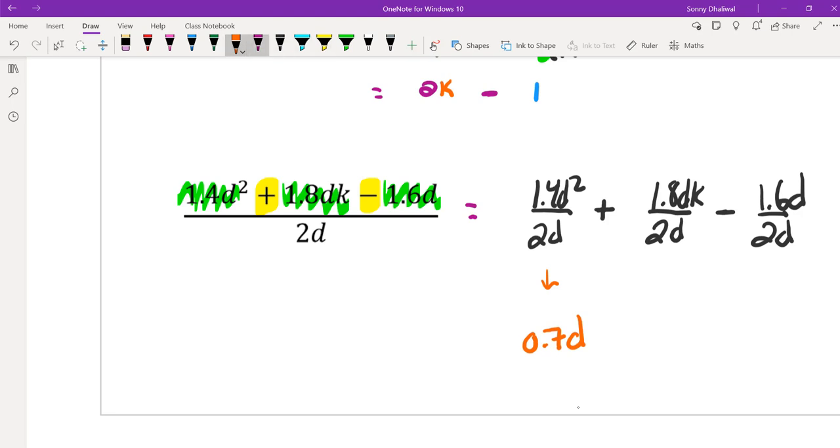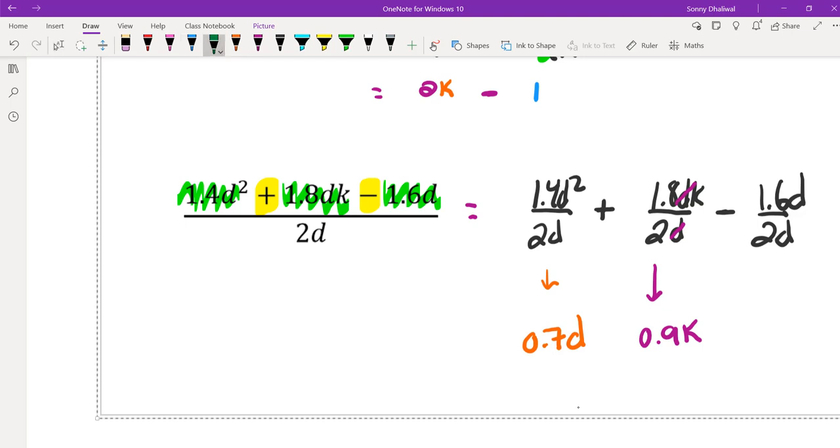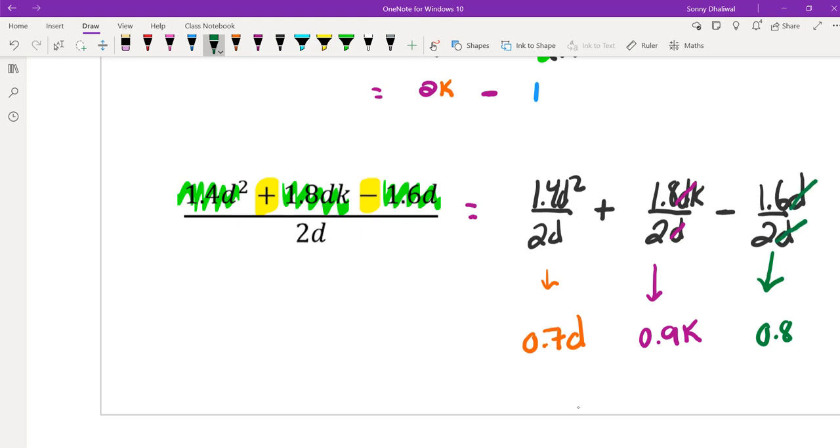Middle fraction. 0.9k, because 1 minus 1 is just 0. So 1.8 divided by 2 is 0.9. The d on the top and the d on the bottom cancel out, and you're left with a k. Last one, 0.8. 1.6 divided by 2 is 0.8. And what about the d? Gone. D on the top and the d on the bottom cancel each other out.